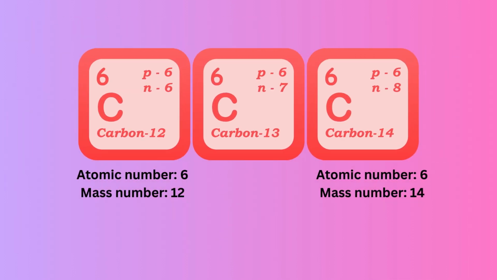Carbon-12 has an atomic number of 6 because it has 6 protons, and a mass number of 12 because it has 6 protons plus 6 neutrons. For carbon-14, the atomic number is still 6 because it's still carbon, but the mass number is 14 because of the 6 protons plus the 8 neutrons.